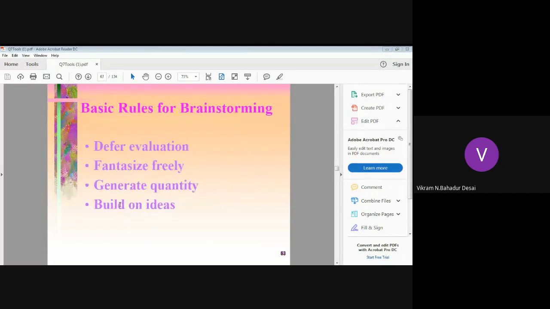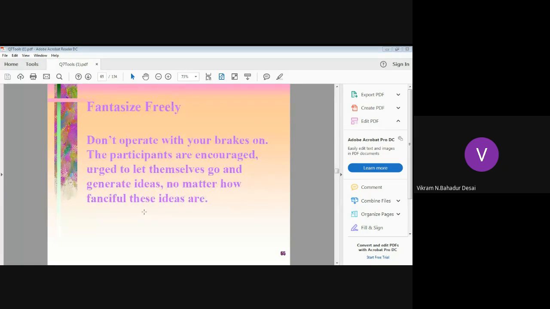So brainstorming, you people know it. Generate, you should not judge, you should generate as many ideas as possible. All those things you know. Should not evaluate, should not judge the idea.